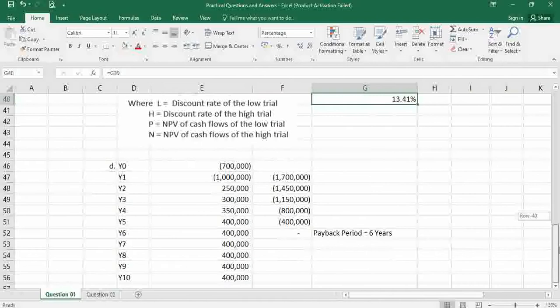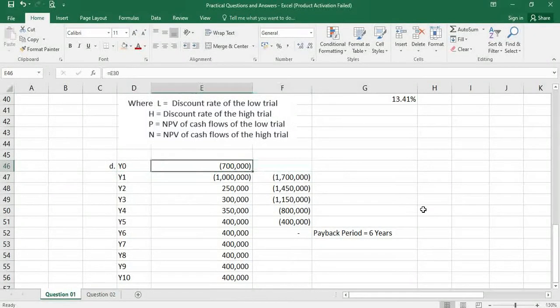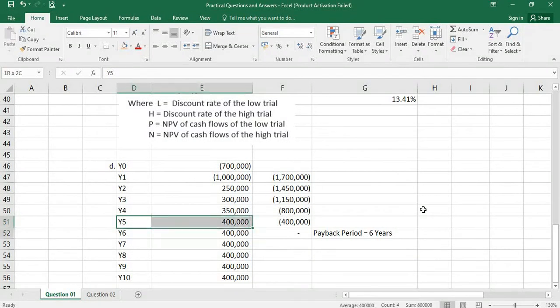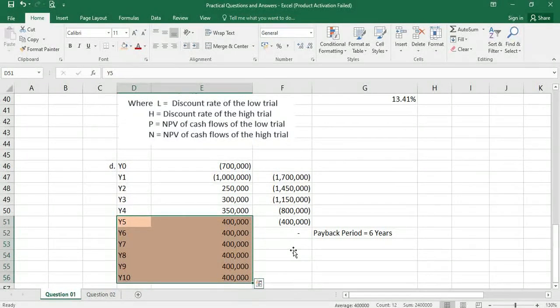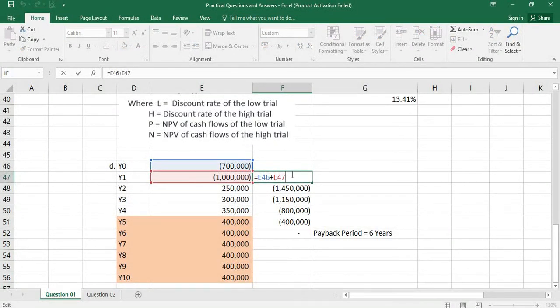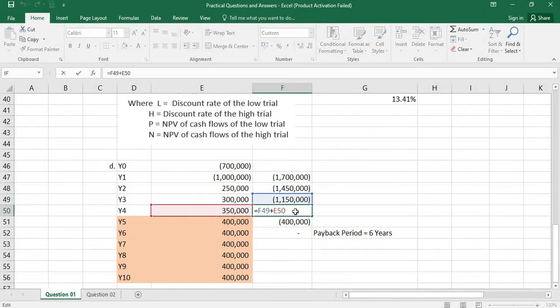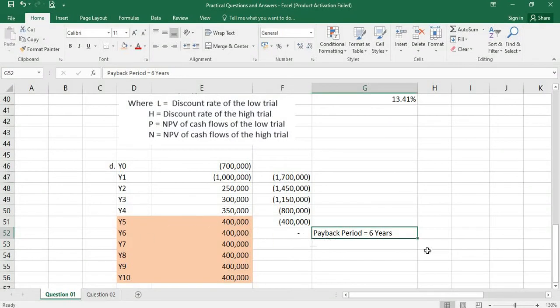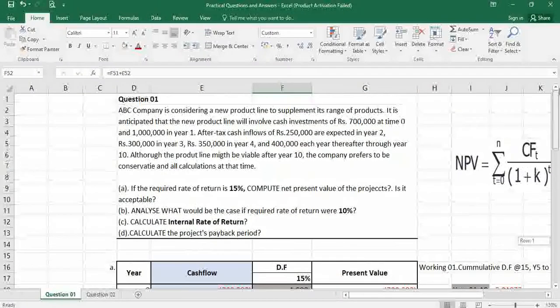That is easy. At year 0, this project cash outflow is 700,000, year 1, 1 million, again 250,000, year 3, 300,000, year 4, 350,000. From year 5 to year 10, you have 400,000 cash inflow. If you calculate the cumulative cash flow, when it becomes 6 years, cumulative cash flow becomes zero, which means that you can recover the investment within six years. So these are the answers of this question number one.